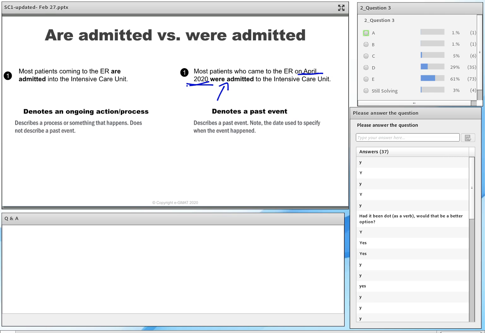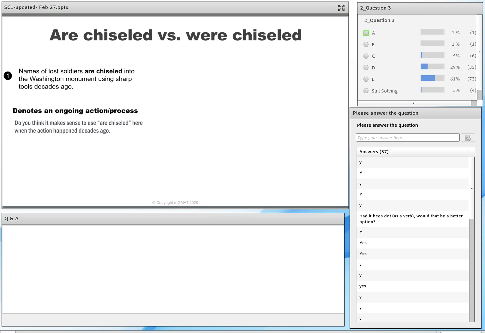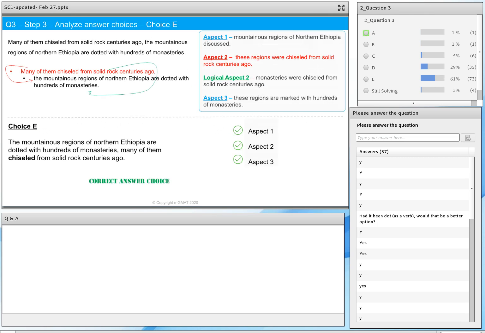Okay, so in choice D, the usage of the simple present tense "are chiseled" for an action that took place centuries ago is incorrect. Choice E indeed is the correct answer. And see, this is exactly what we did.